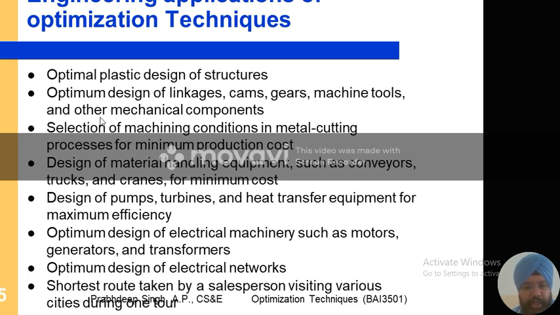gears, machine tools and other mechanical components, selection of machining conditions in metal cutting processes for minimum production cost, design of material handling equipment such as conveyors, trucks and cranes for minimum cost, design of pumps, turbines and heat transfer equipment for maximum efficiency. Then optimum design of electrical machinery such as motors, generators and transformers, optimum design of electrical networks, and shortest routes taken by a salesperson visiting various cities during one tour.